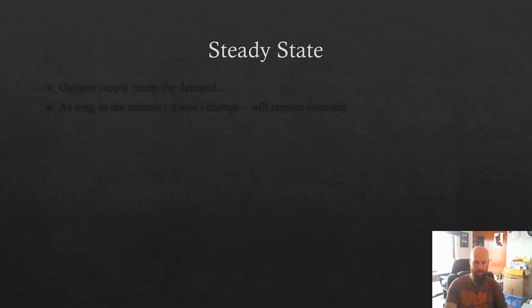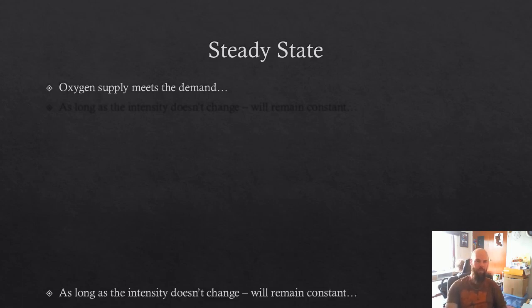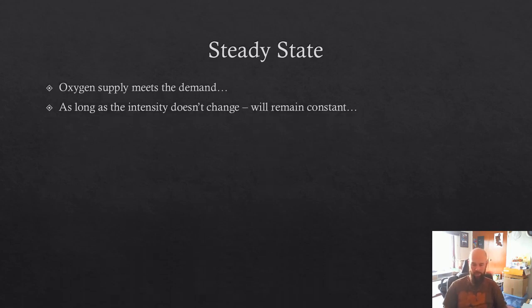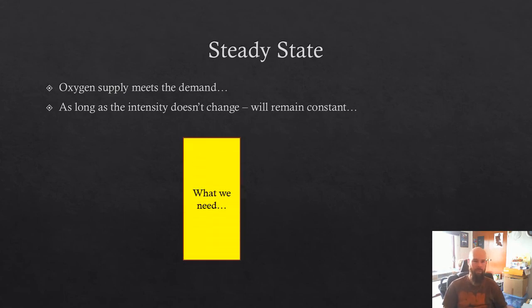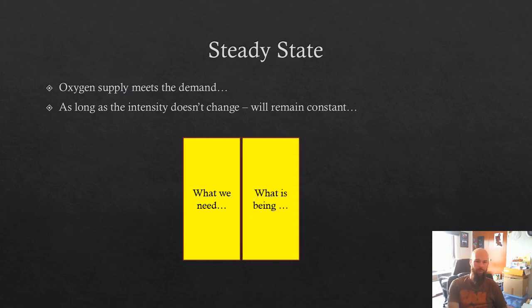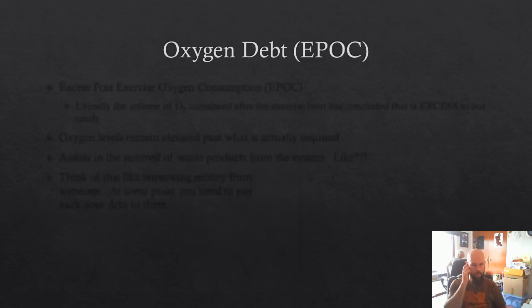Steady state is where the oxygen supply meets the demand. As long as we don't change the intensity, it's going to remain the same. You're going to get that plateau like we saw. So this is what we need. This is what's being produced. So there was no difference.